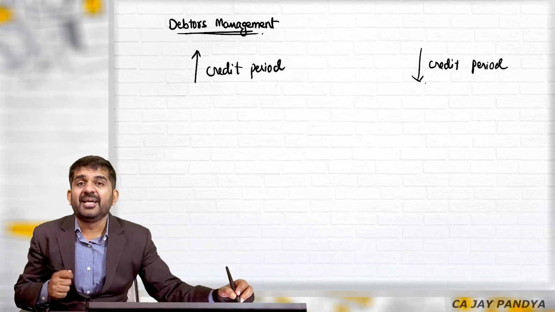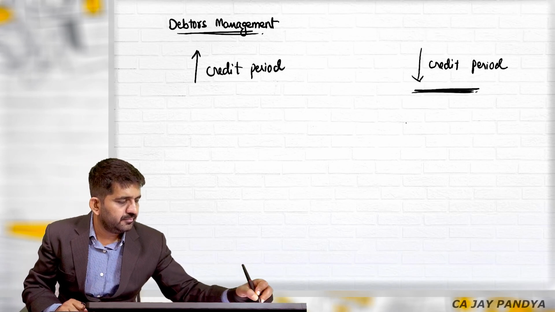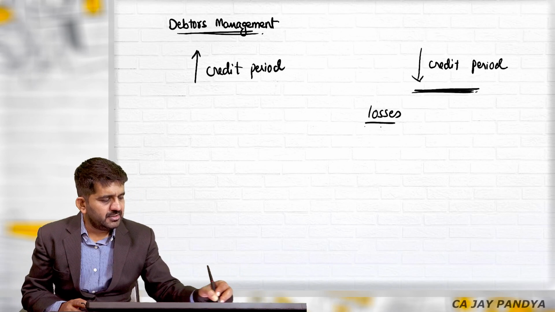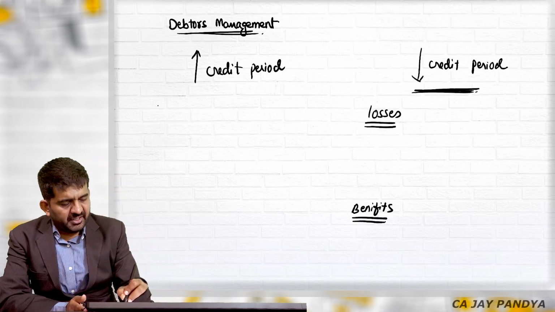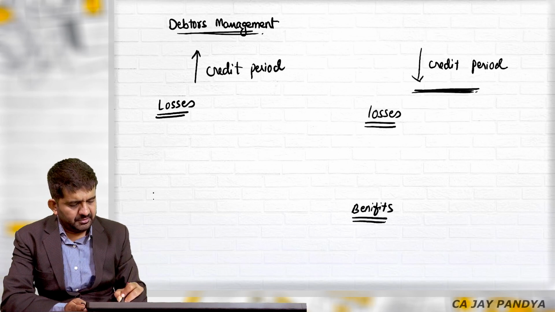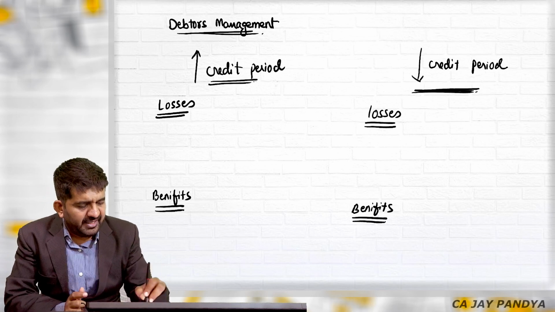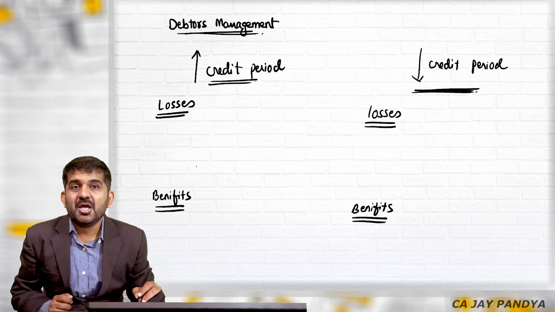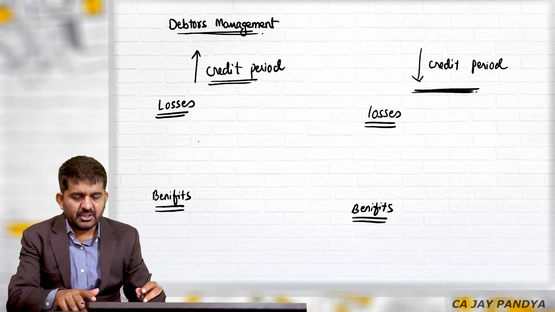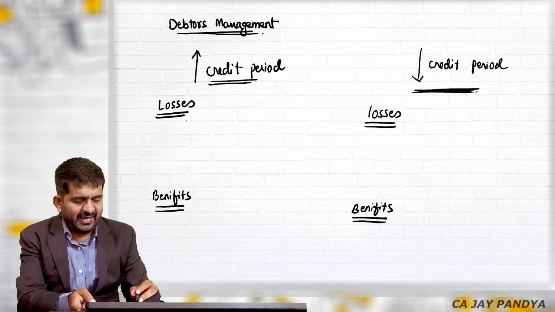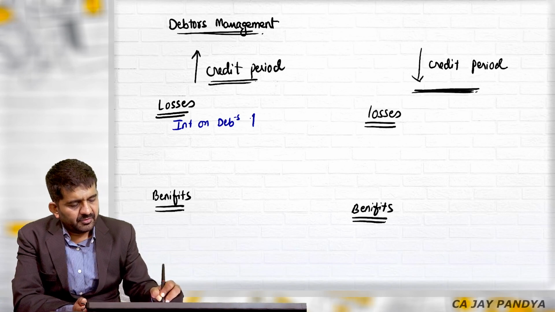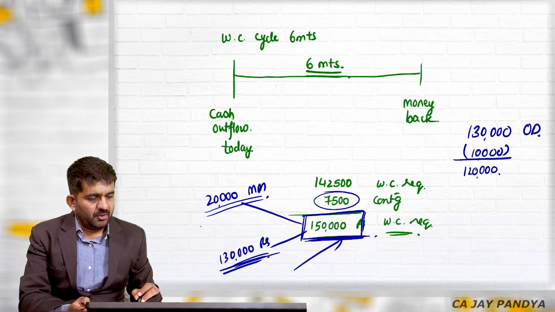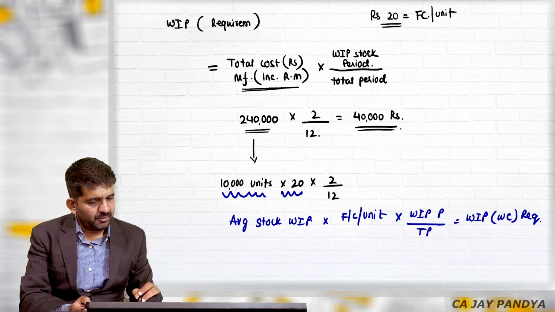So if you decrease your credit period, what are your losses? What are your benefits? If you increase your credit period, what are your losses? What are your benefits? Let me go to it: if I increase my credit period, what are my losses? My investment in debtors will increase. So if I am borrowing a loan from a bank, my interest on debtors will increase. We are finding out debtors in this manner. Let me go back and tell you how we have found out the debtors.